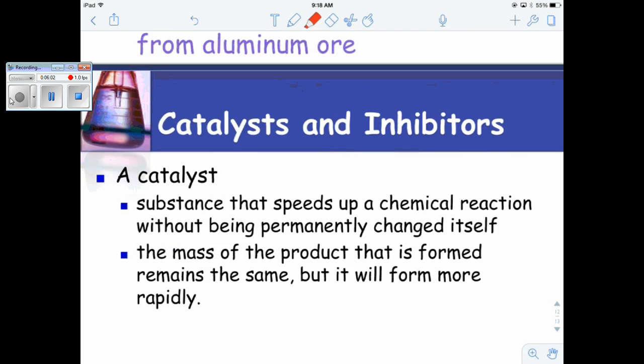And there's a couple other terms that I want us to know. There's a catalyst. A catalyst, I like those sound effects. A catalyst is a substance that speeds up a chemical reaction without permanently being changed itself. The mass of the product that is formed remains the same, but it will form more rapidly. All right, so the mass of the product, it doesn't change the outcome of the product. It just helps speed the process up.